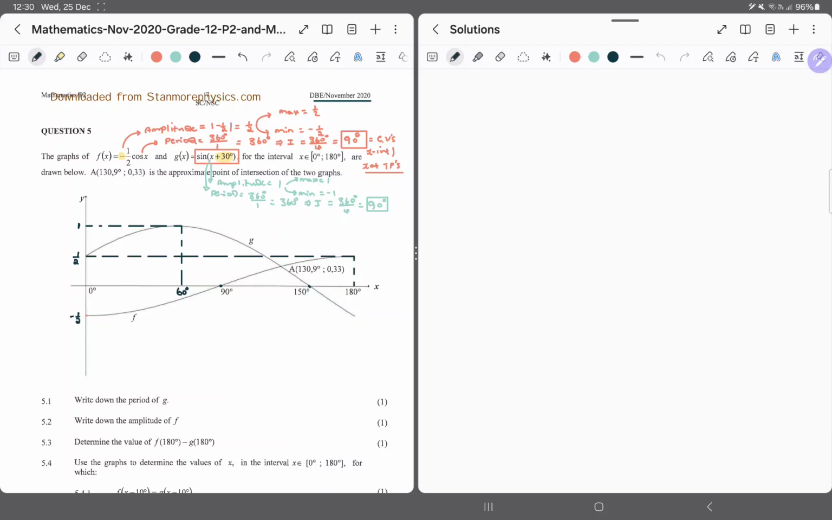Now, in the interest of time, we need to read on. Then of course we're told x is an element of 0 and 180, so that's the domain of our graph. Now these are drawn below. Point A is shown with these coordinates: 130.9 degrees and 20,33 is the approximate point of intersection of these two functions, and we see there is that point. Okay, great, not a problem. Now let's answer some questions quickly.